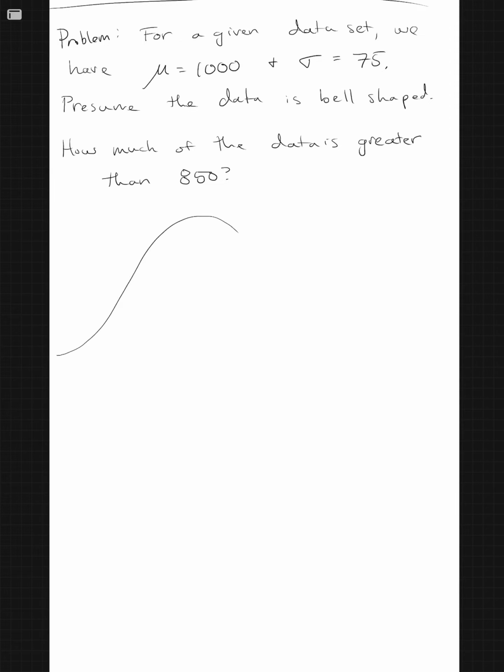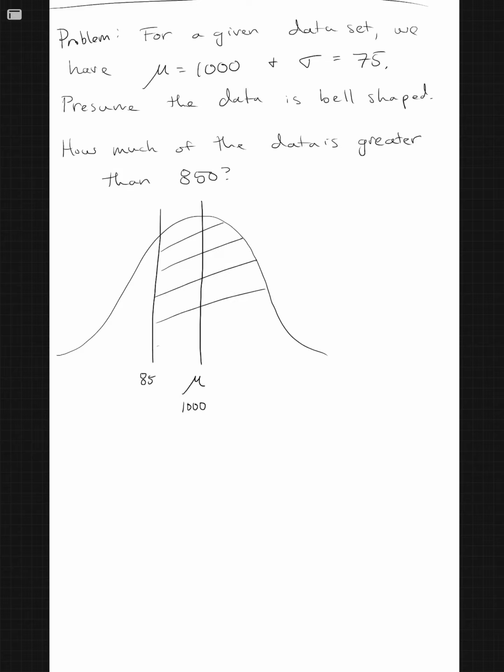So what that means is we've got a roughly bell-shaped curve here. We've got mu at 1000. We've got 850 somewhere over here. And we want to know what is all of this stuff. How much of the data is in that underlined place, right?